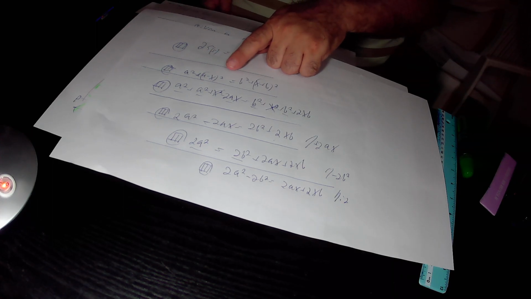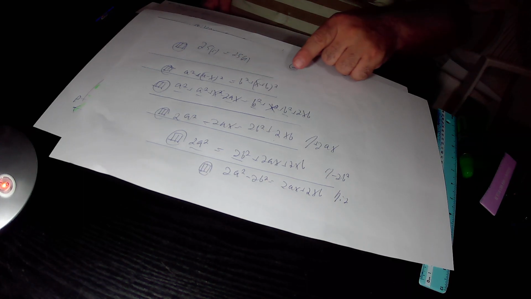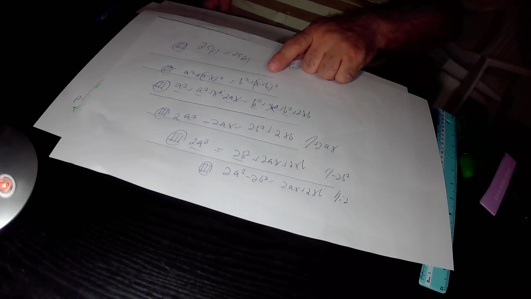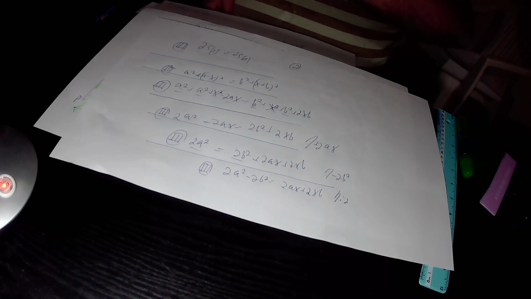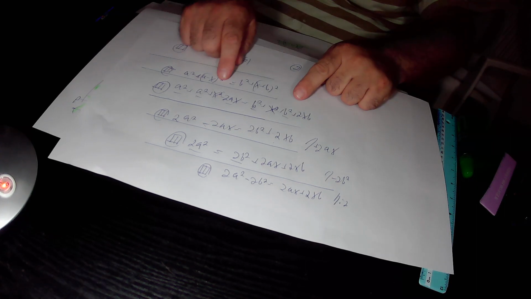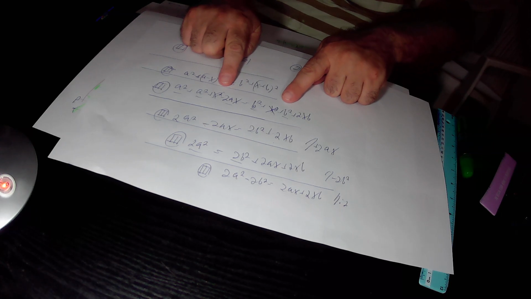(a minus x) squared equals a squared plus x squared minus 2 times a times x, and it is equal to b squared plus (x plus b) squared. So (x plus b) squared equals x squared plus b squared plus 2 times x times b. So here we have x squared on both sides of the equation, so x squared will get cancelled.